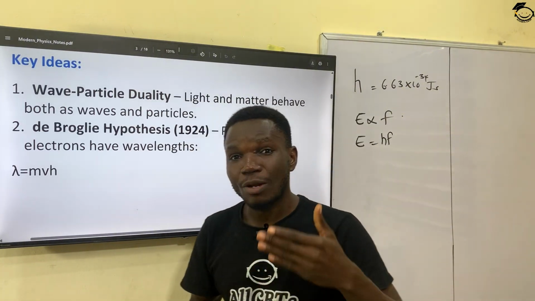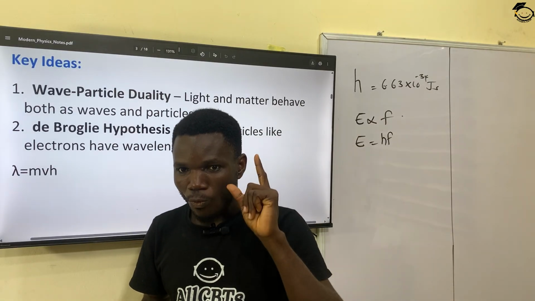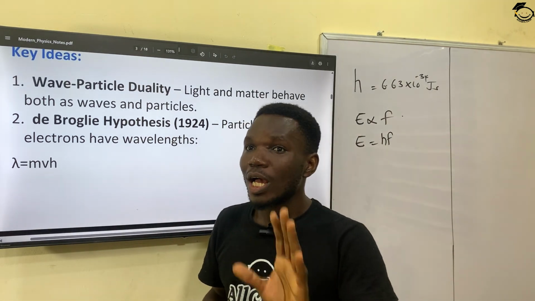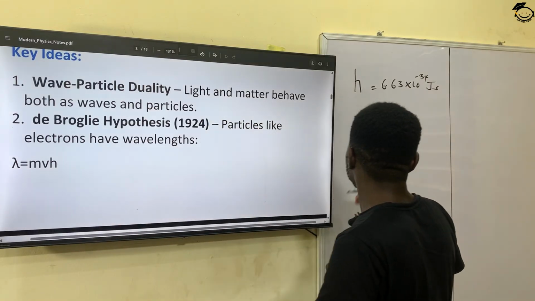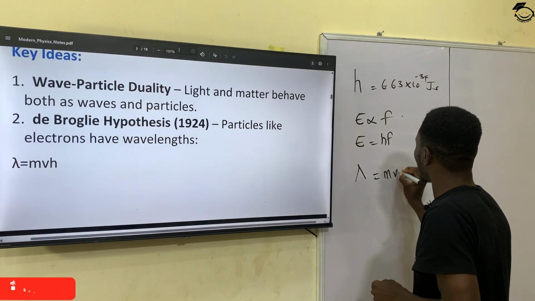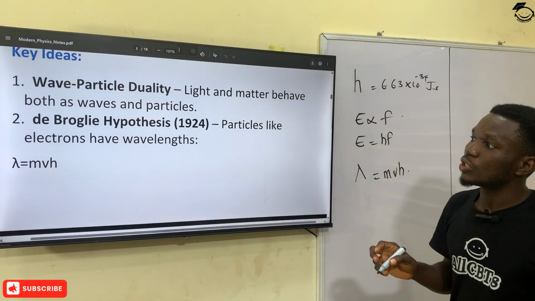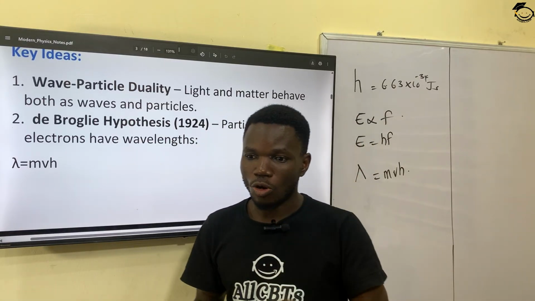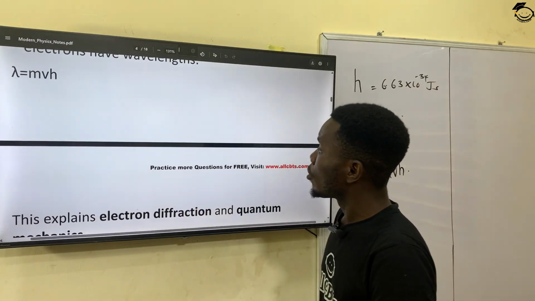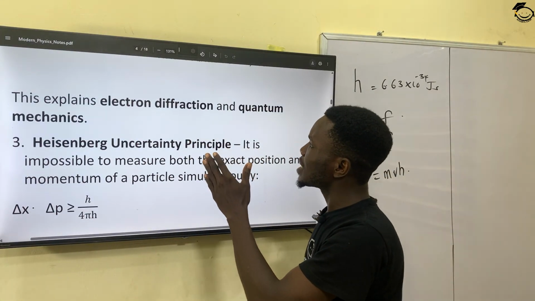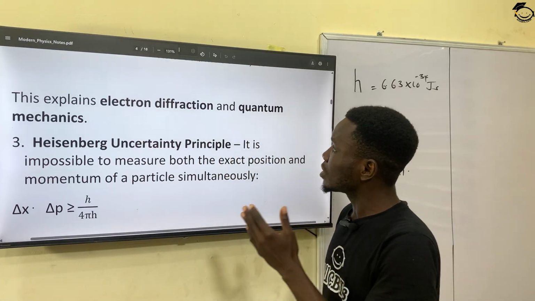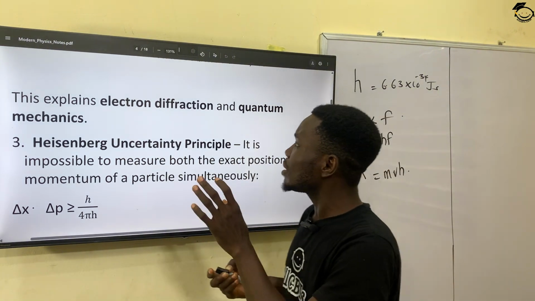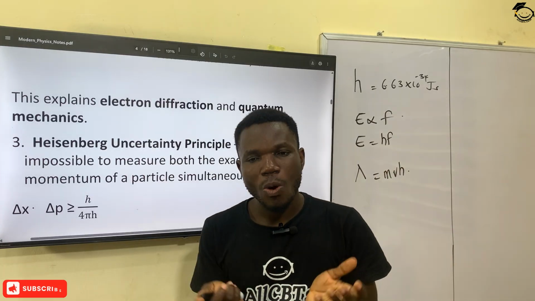And according to de Broglie, these electrons have wavelengths. He said that the wavelength is equal to Planck's constant divided by the mass times the velocity. So this is de Broglie's hypothesis, and he made this hypothesis 24 years after Planck's discovery. Moving on from there, this explains electron diffraction and quantum mechanics. So that's what de Broglie's hypothesis is talking about: the diffraction of electrons and quantum mechanics.